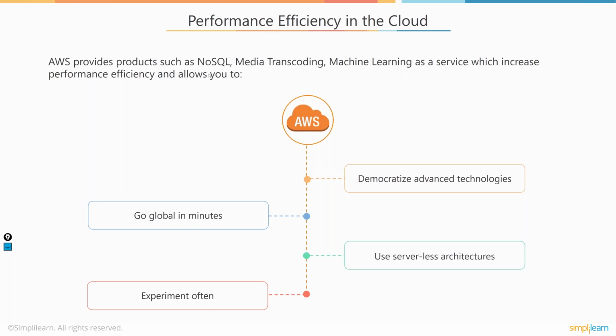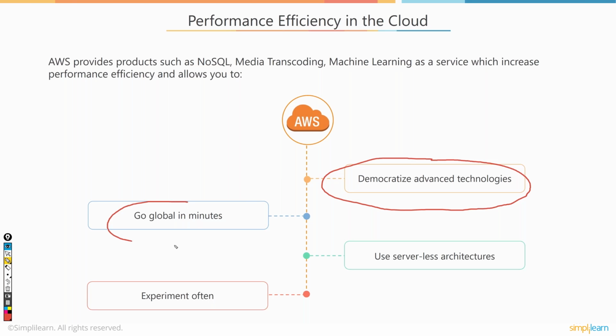AWS provides products such as NoSQL, media transcoding, and machine learning as a service, which increases performance efficiency and allows you to democratize advanced technologies. What you can do is utilize Amazon services to outsource any other technology out there, which is amazing because it's extremely advanced and it's fully managed. Go global in minutes. What it means is you can have a whole entire environment created in an automated fashion from maybe your QA or maybe another system, in a matter of minutes.